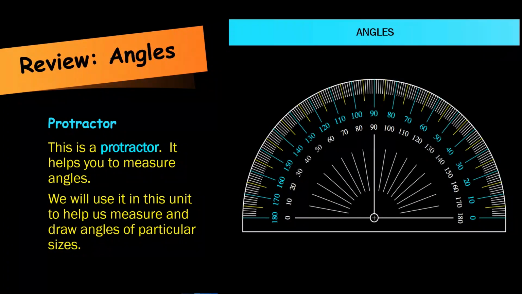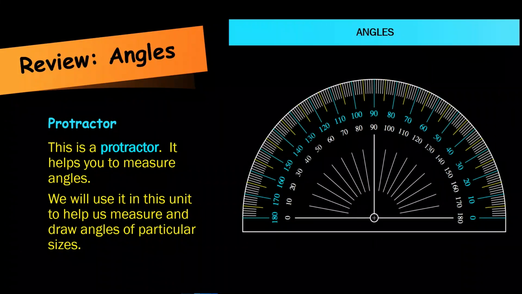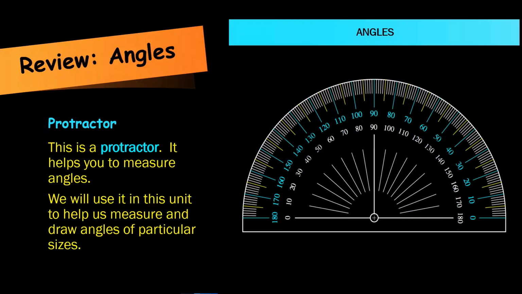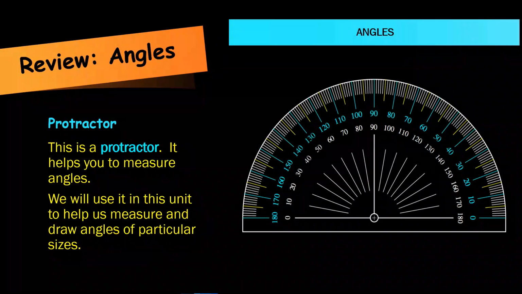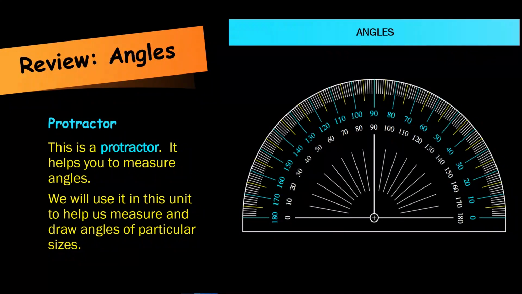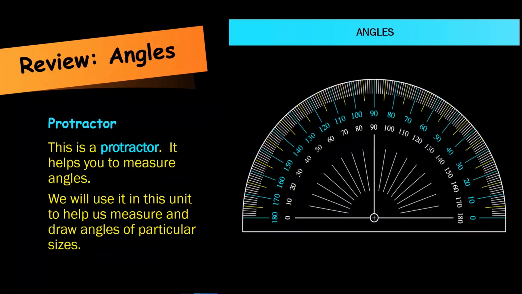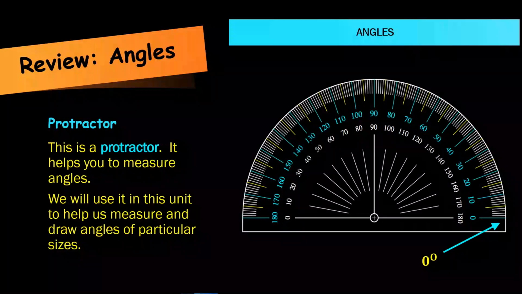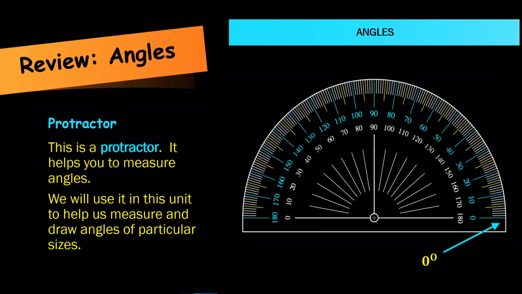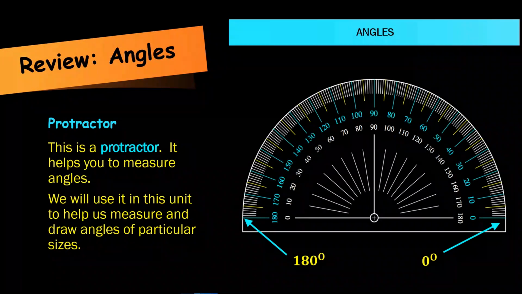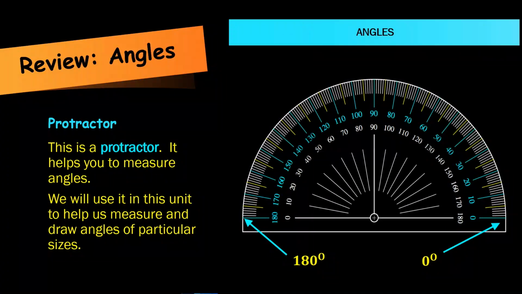This is a protractor. It helps you to measure angles. We will use it in this unit to help us measure and draw angles of particular sizes. Look closely at this protractor. It is semicircular and has 180 equally spaced intervals marked on it. On the right-hand side is 0 degrees, shown here, and on the left is 180 degrees. In the middle, we have 90 degrees.